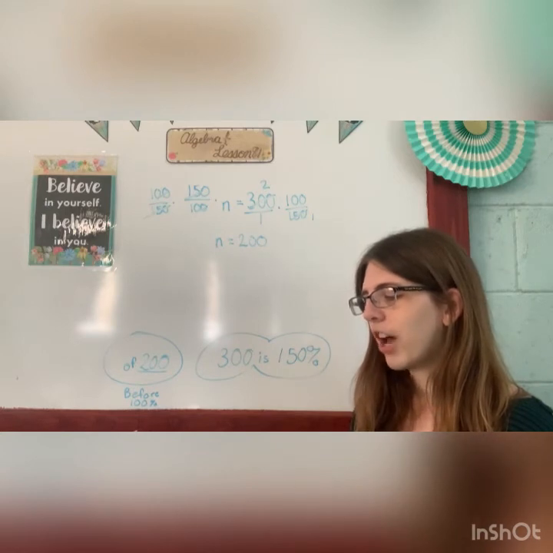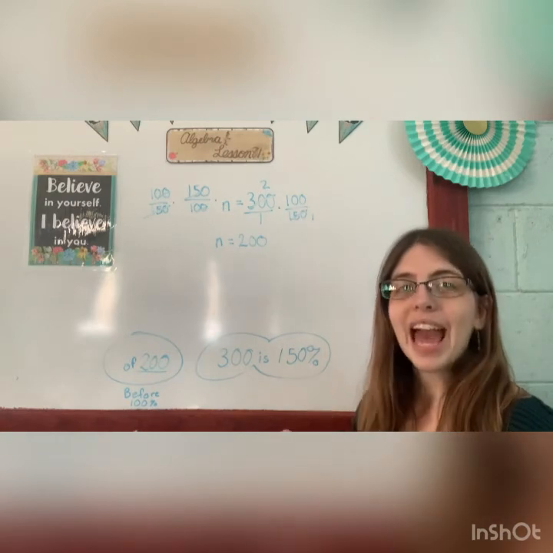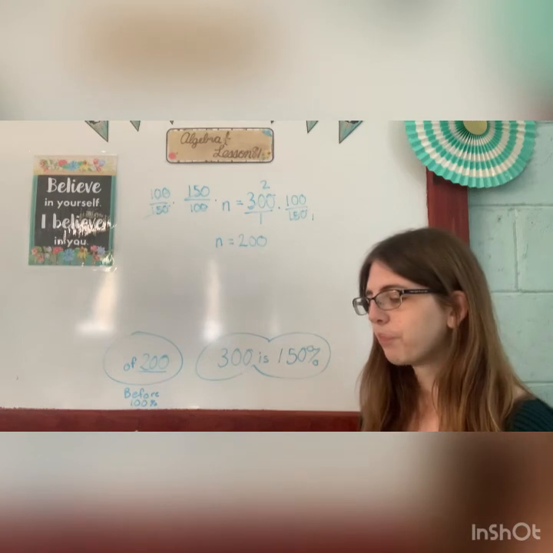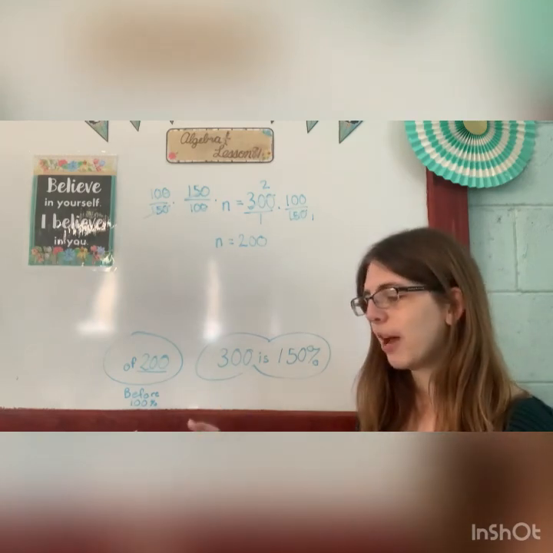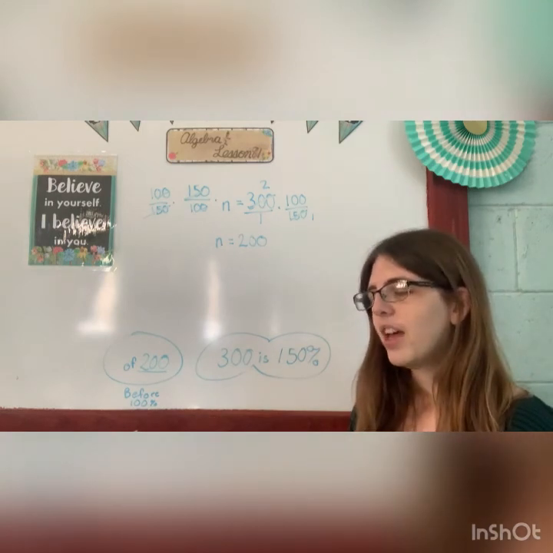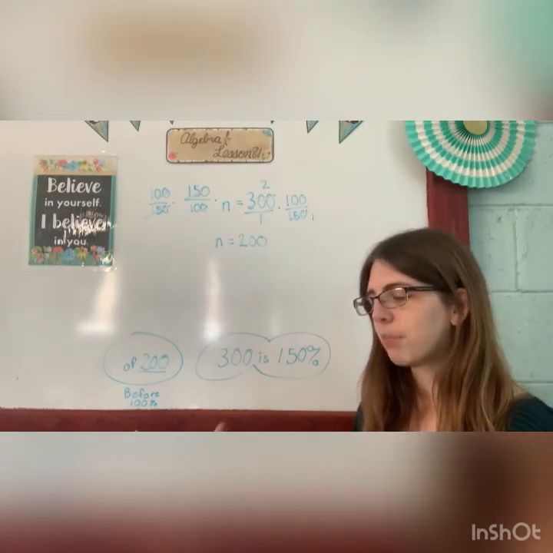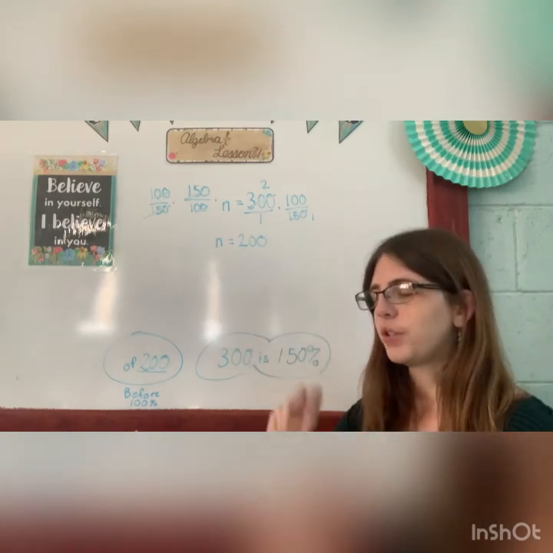Number 2 says 150% of what number is 240? That one, yes, because it's 150%. The percent's greater than 100. Number 3, what percent of 40 is 240? That one too, because your second number, your is number, is bigger than your of number, your first number. Number 4, what percent of 240 is 40? That one, no, because your second number, 40, is smaller than your first number, 240. So it means you've divided it, so you need the two-part diagram.